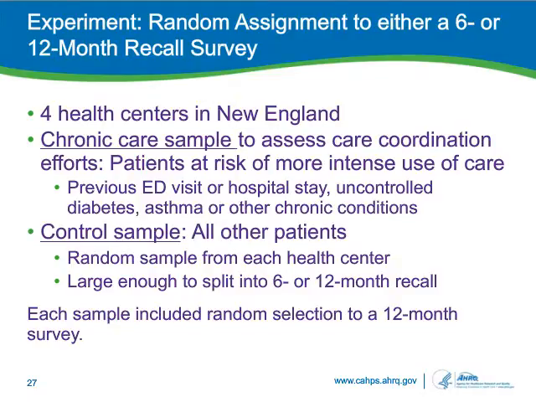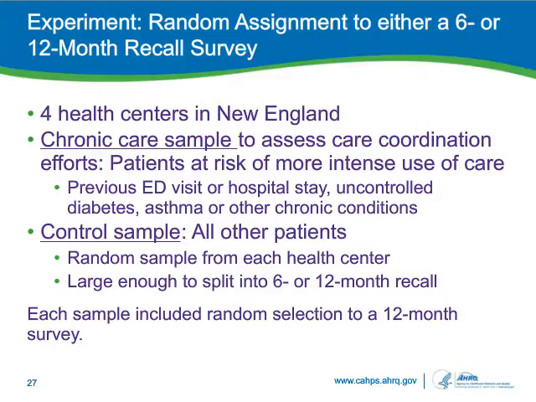Working with the Center for Survey Research at UMass Boston, there was an ongoing project to assess coordination of care among patients in health centers in New England. So as part of that study, there was a real focus on folks who had a chronic condition or something that would lead to more intense use of care. So there was an algorithm created to search through all of the patients at the health centers, finding those who had a previous emergency department visit, hospital stay, or a chronic health condition such as uncontrolled diabetes or asthma. And that was the main part of the study.